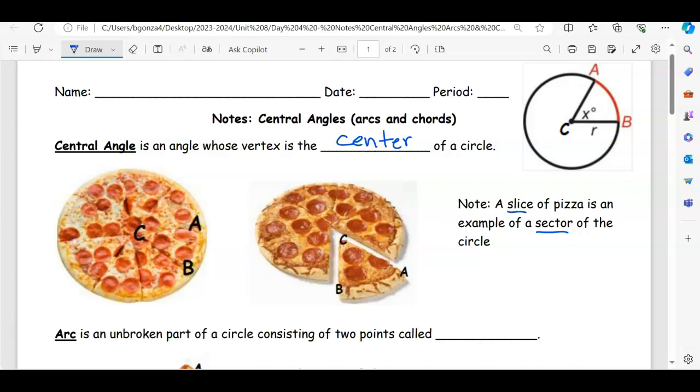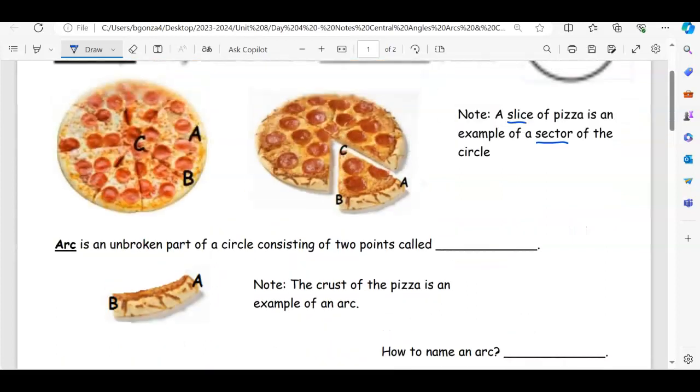All right, well, anyways, down here, an arc. Now, if you take a pizza and you take like the edge of the crust, everyone's favorite part, right? Who likes the crust the most? Oh, wow, more than I thought. Well, I think the crust is kind of crusty. Anyways, the arc is like a piece, the edge of the crust.